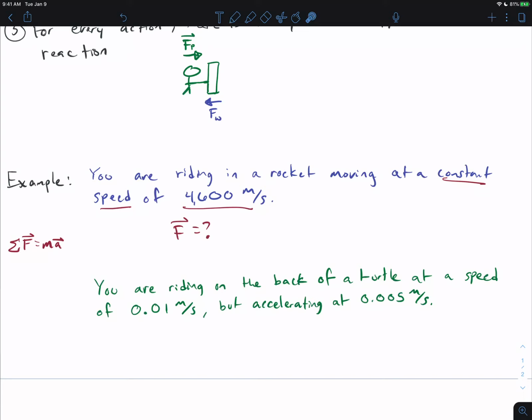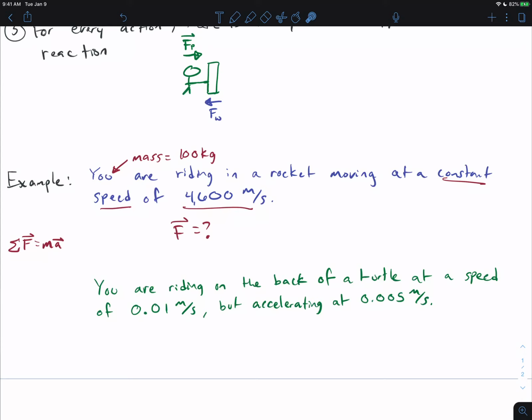Can we calculate how much force we are experiencing? Let's say our mass is equal to 100 kilograms. Okay, so there you go. So that can be the M in F equals ma if you want. We've got a mass here, and we're moving at a constant speed of 4,600. So how much force do you experience?